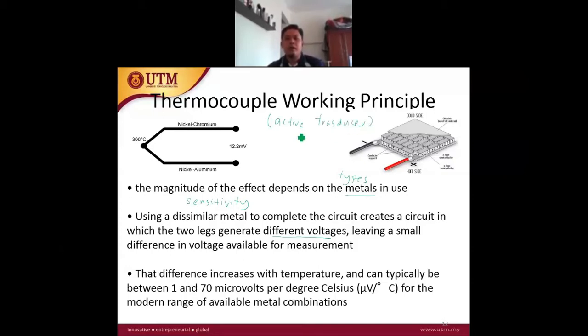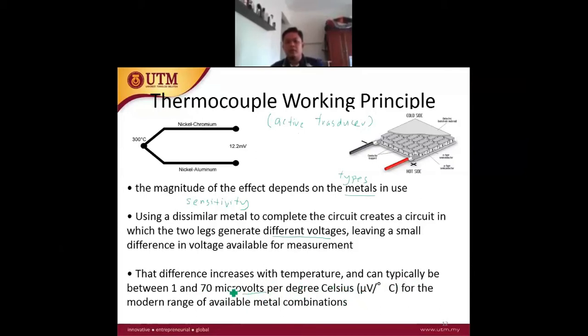So one of the key criteria of an active transducer is that it does not require any power supply. The generation of EMF depends on the change of the input parameter. So you notice there is no power supply involved to operate the thermocouple. Also, an increase in temperature will cause a very small increase of the voltage.